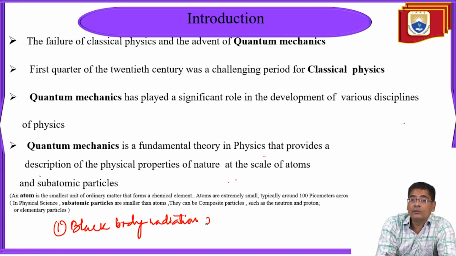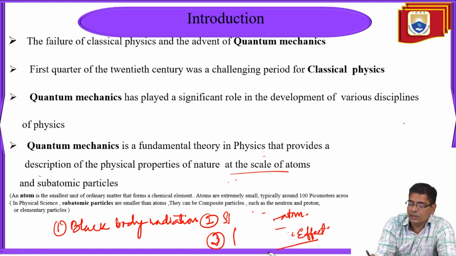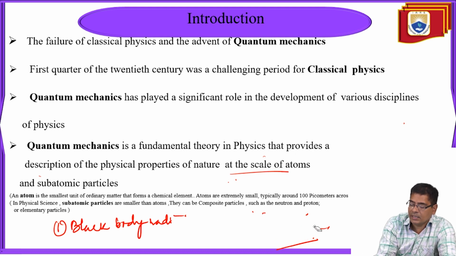Right? And also it was unsuccessful in explaining the stability of the atom at the atomic scale. Right? And third, classical physics was also unable to explain the photoelectric effect, which was developed by Einstein. So these are these three.